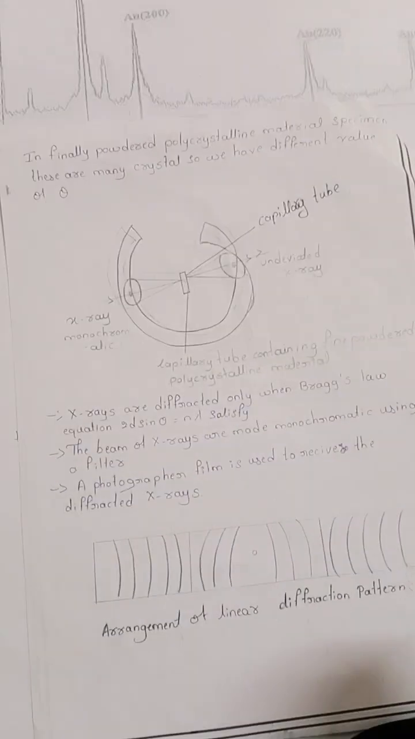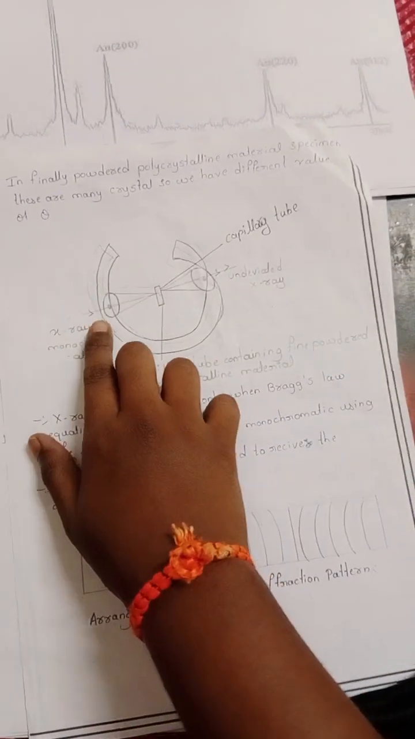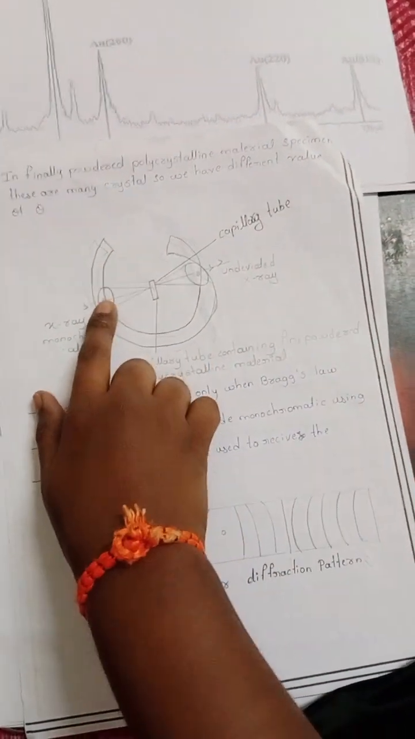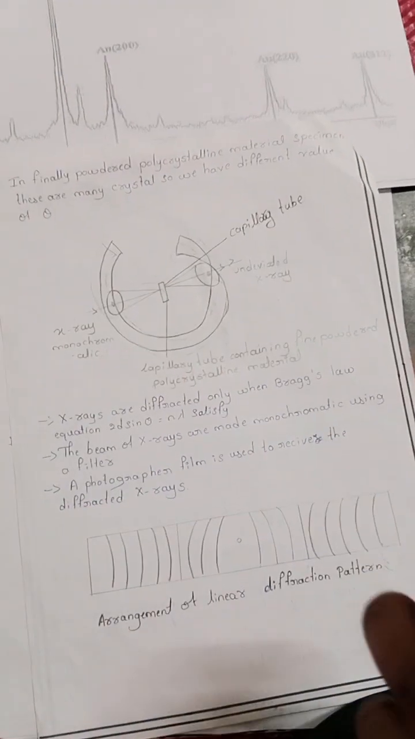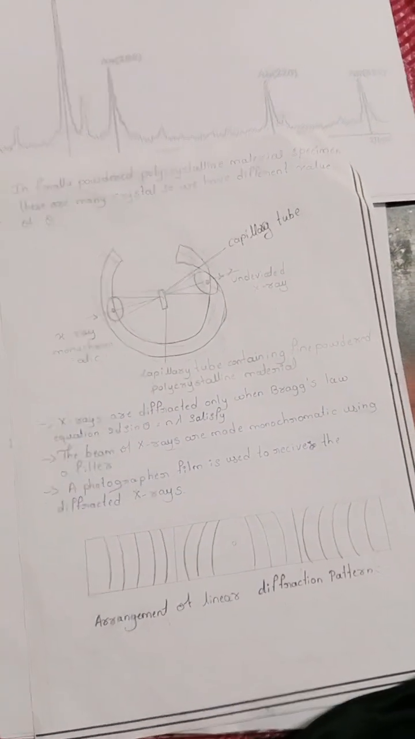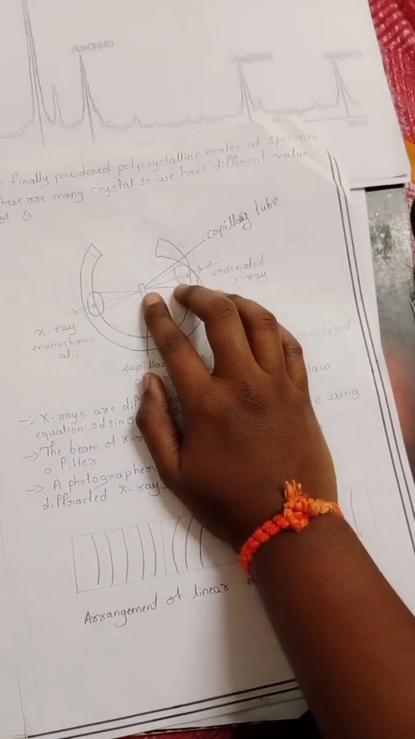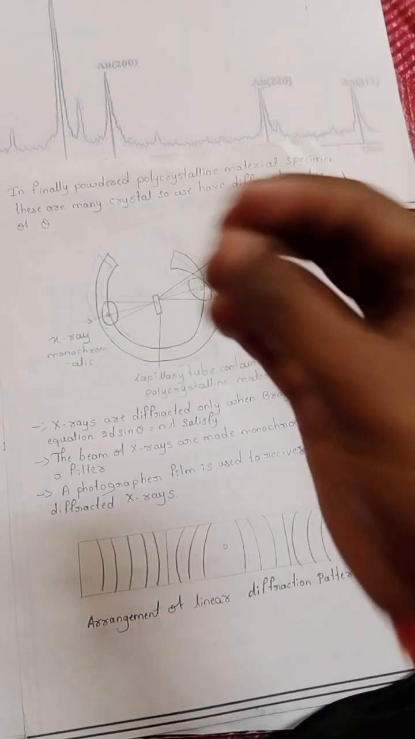When this X-ray passes through the camera, it falls on the capillary tube, which contains the finely powdered material. When it falls on the powder, some part of the rays gets reflected back, some part transmits, and some part refracts. This phenomenon takes place inside this entire experiment, and during this we get some patterns inside the camera.